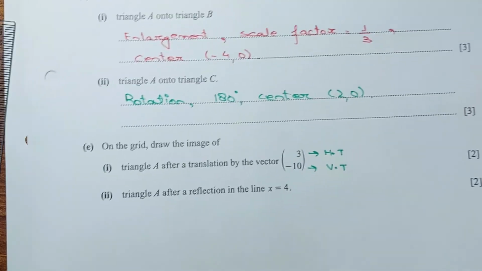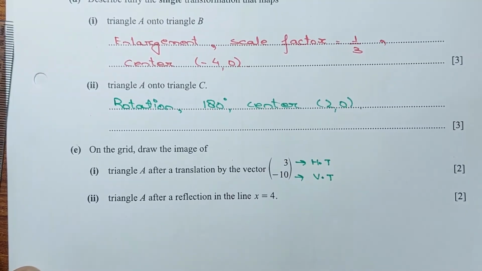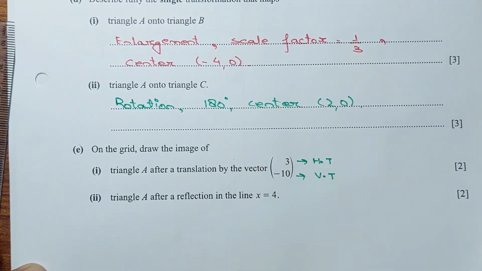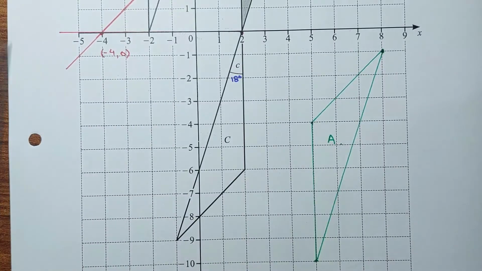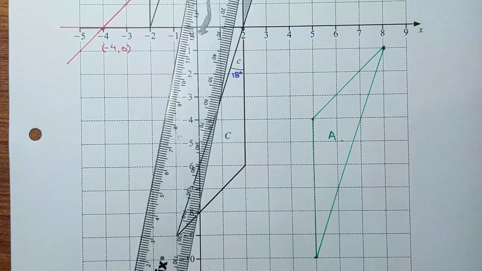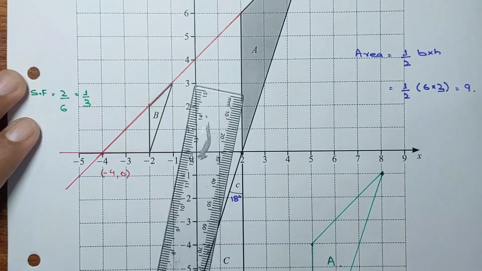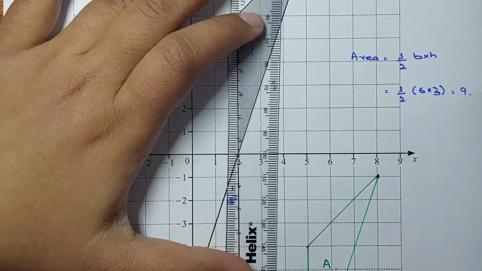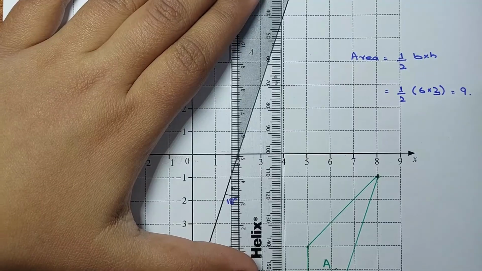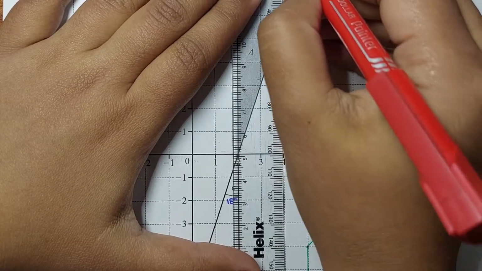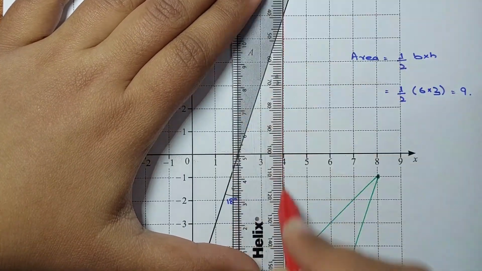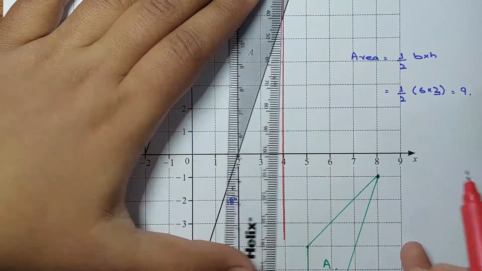Now for the second part, triangle A after a reflection in a line x equals to 4. Right. X equals to 4. Let me draw the straight line along x equals to 4. This is a line x equals to 4. And we have to reflect the triangle along this line.